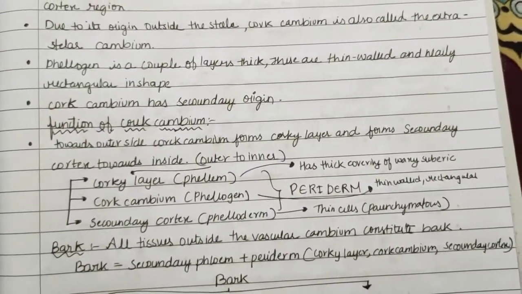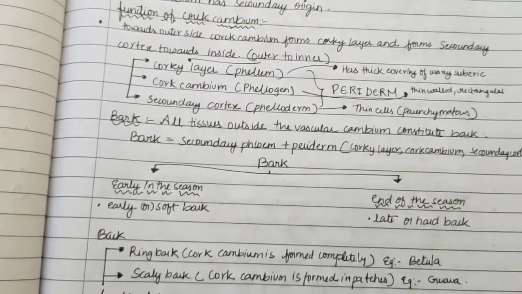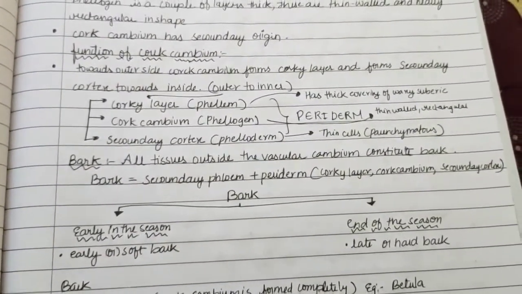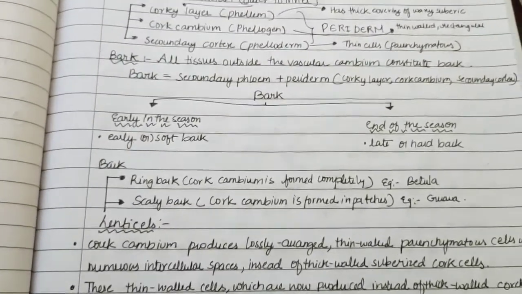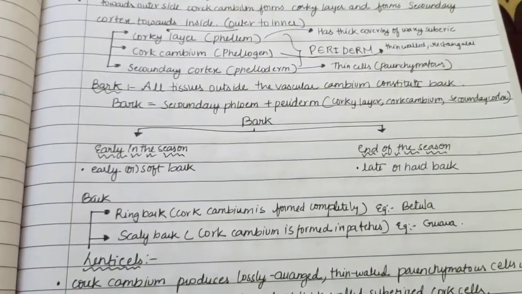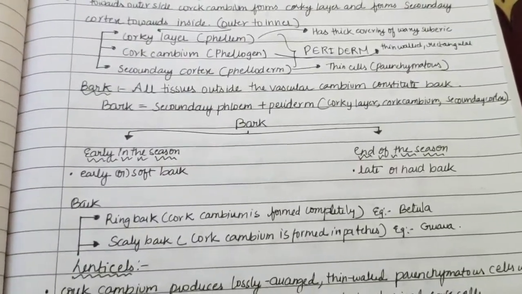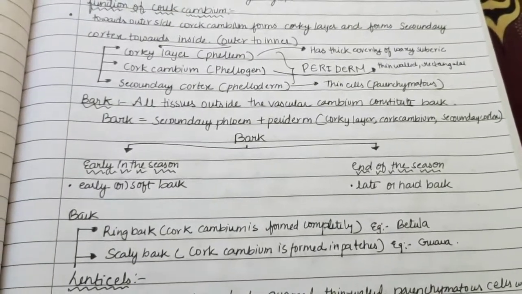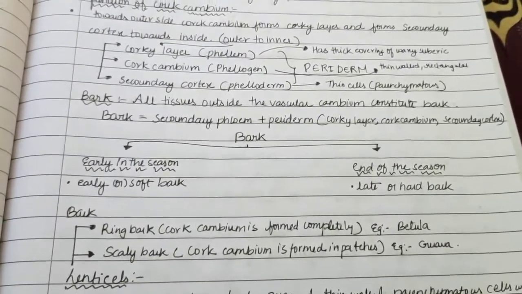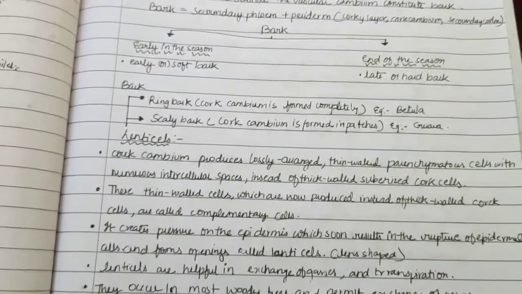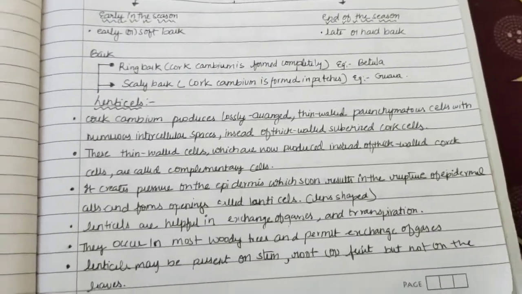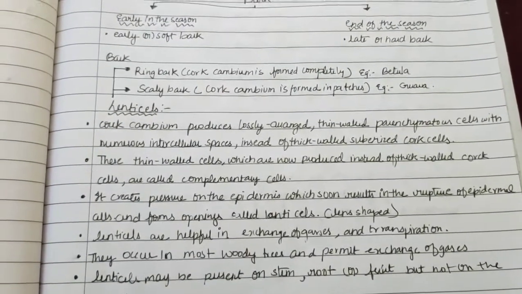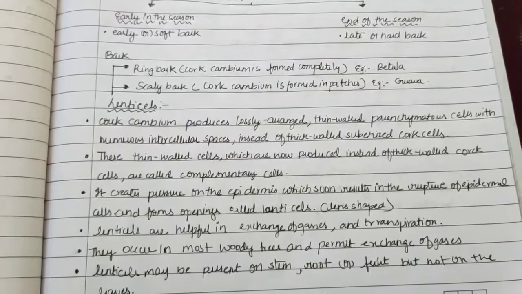Bark: all tissues outside the vascular cambium constitute bark. Bark equals secondary phloem plus periderm. Periderm means, as we know, the cork layer, cork cambium and secondary cortex come under periderm. Bark is of two types: early or soft bark formed early in the season, and late or hard bark formed at the end of the season. Then bark is again of two types: ring bark and scaly bark. Ring bark is where cork is formed completely, example Betula, and scaly bark is where the cork is formed in patches, example guava.